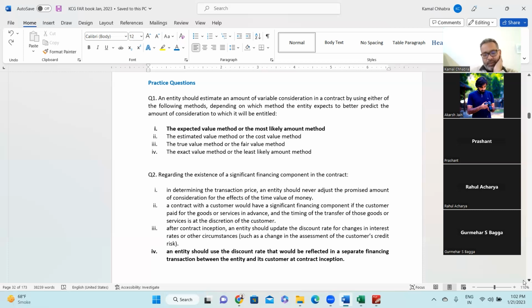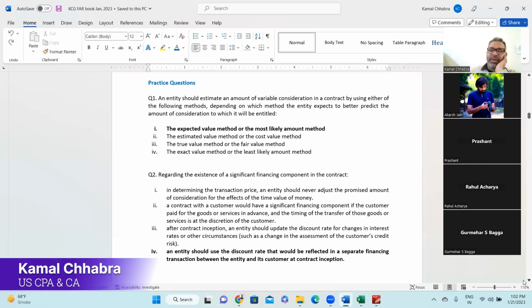Second is, a contract with the customer would have a significant financing component if the customer paid for the goods and services in advance. If somebody has already paid in advance, does it have any financing component? The answer is no, because he or she has already paid, so there's no option of financing.